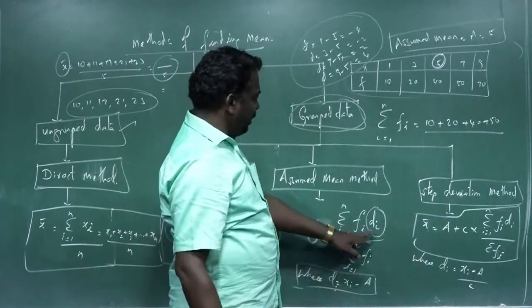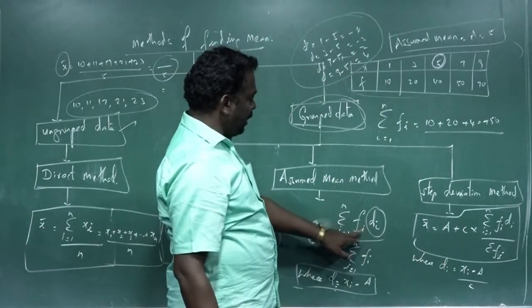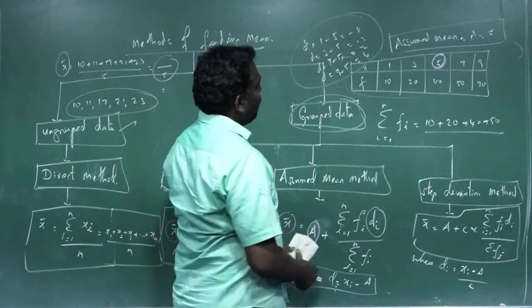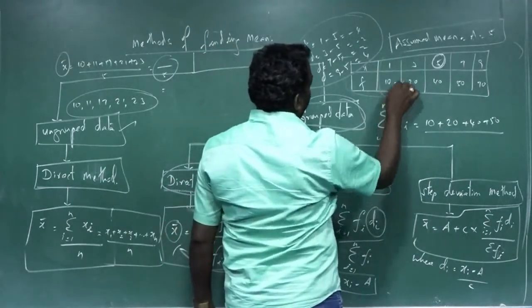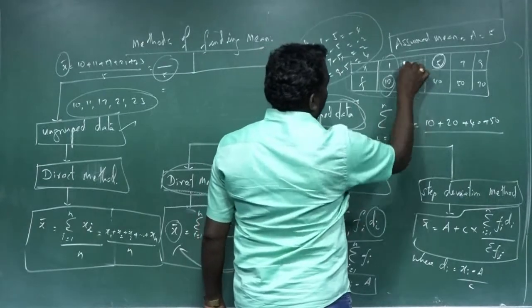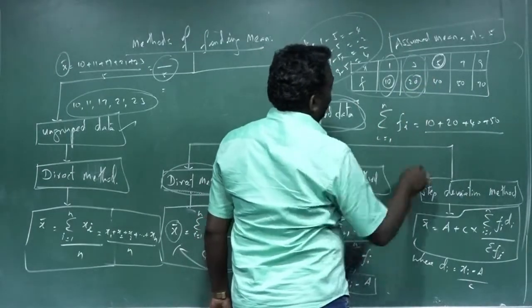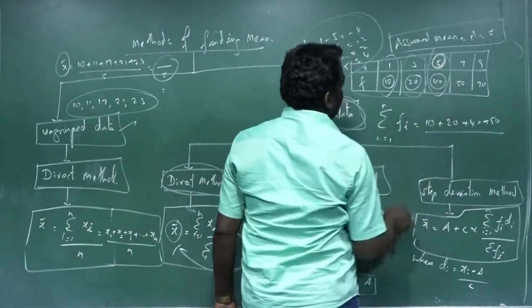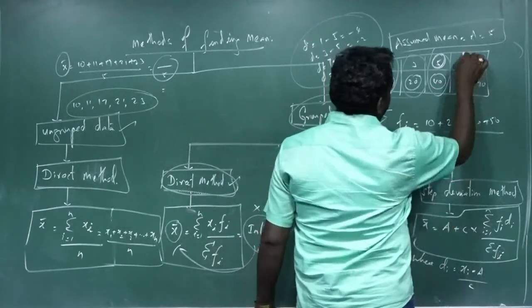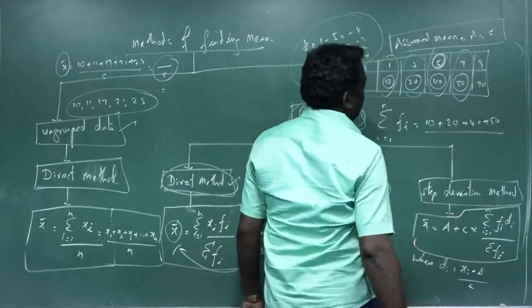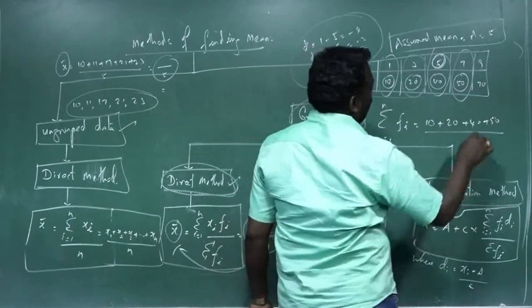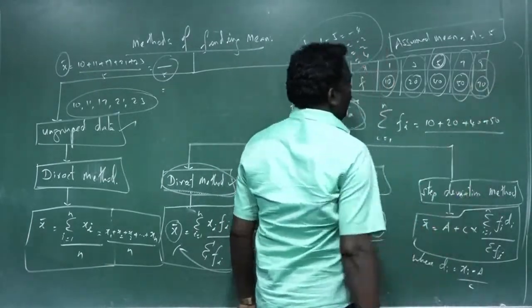After finding the deviations, just multiply each deviation by its corresponding frequency. For 1, the corresponding frequency is 10. For 3, the corresponding frequency is 20. For 5, the corresponding frequency is 40. For 7, the corresponding frequency is 50. For 9, the corresponding frequency is 70.